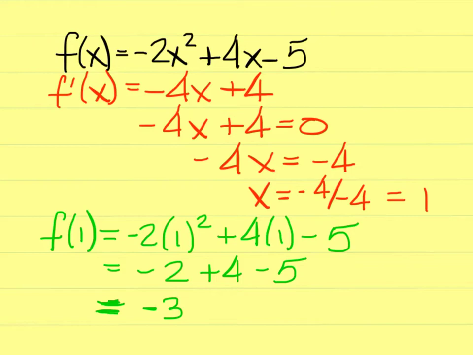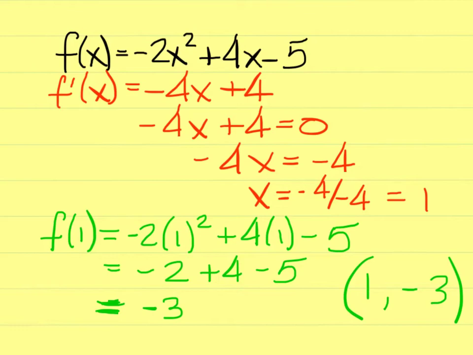So we have a critical point of 1 and -3 to start with. So it's going to be maximum, minimum, or a point of inflection. Now there are such things as global maximum, global minimum, and then local maximum, local minimum. We haven't gotten into that yet. As long as you can identify max or min right now, then you're doing good.